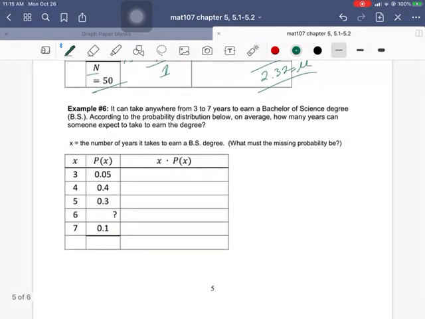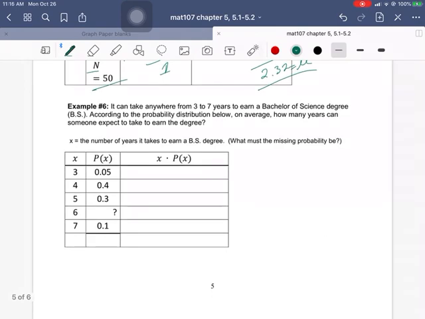Okay, here's another one. It can take anywhere from 3 to 5 years to earn a Bachelor of Science degree, a BS. Here's the distribution below. How many years can someone expect it to take to earn their degree? So these are the given probabilities that we have. One is missing. So remember, this is supposed to add up to 1.